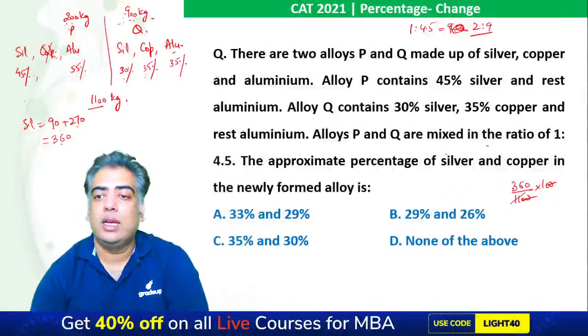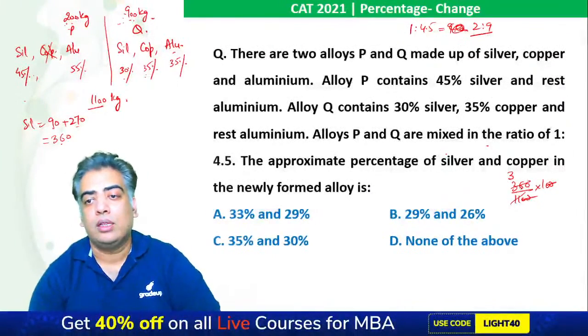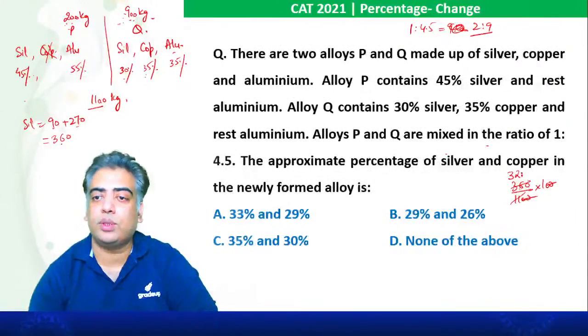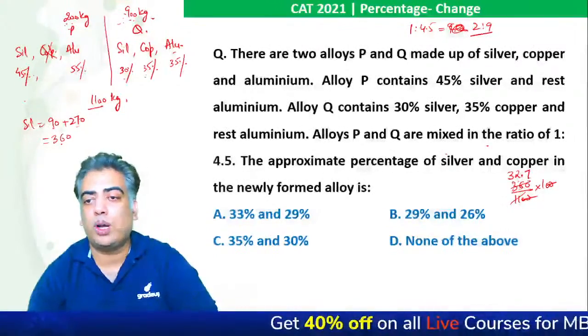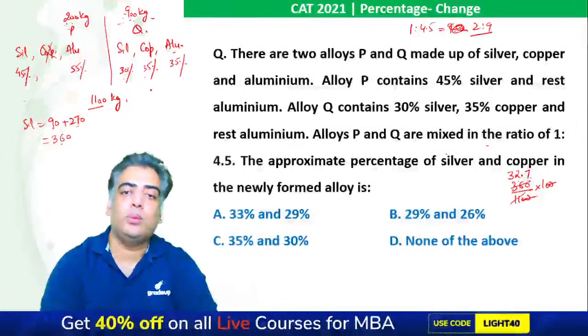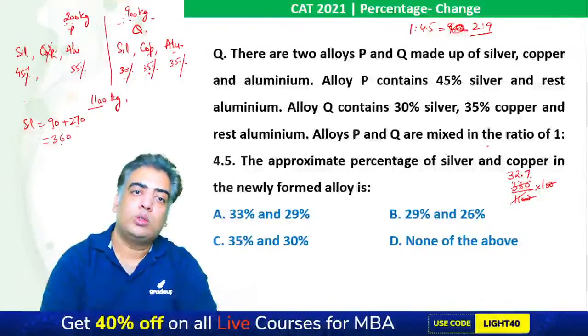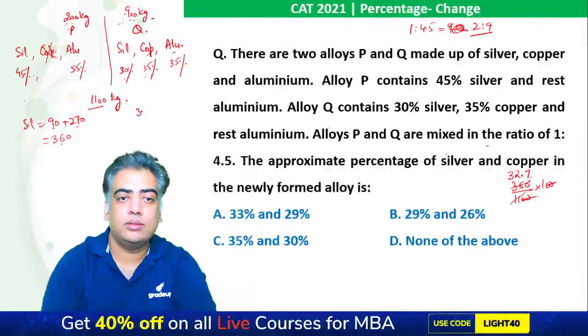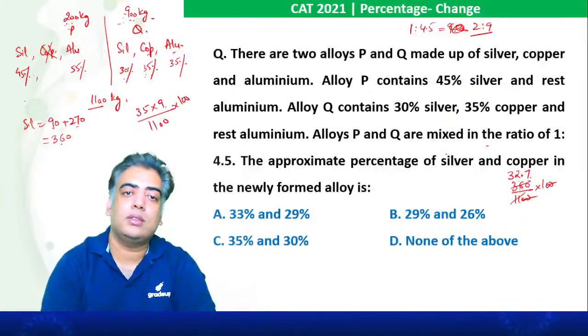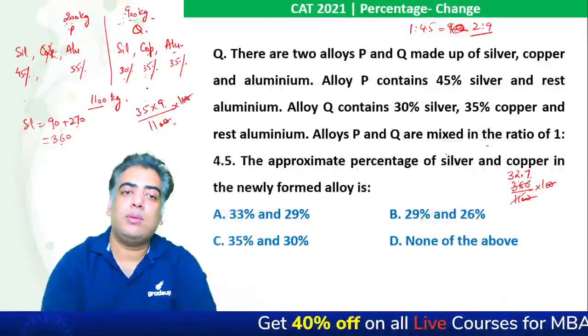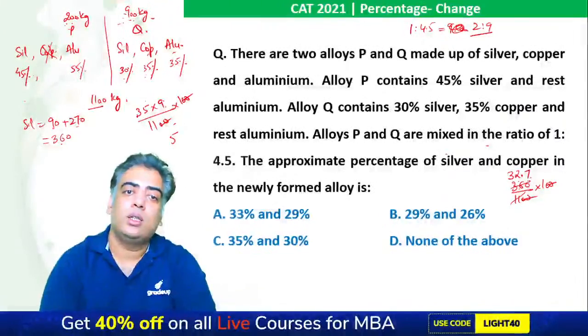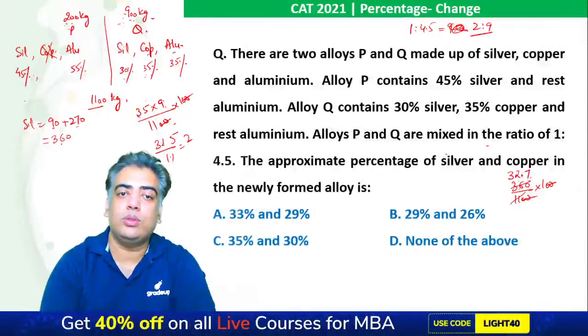This gets cancelled out. 11 threes are 33, leftover is 30. So 11 twos are 22, leftover is 80. So it is around 32.7%. Likewise, if we observe the value of copper, so that will be 35% of 900, which is 35 into 9 upon 1100 into 100%. This gets cancelled out. So 9 times 5 is 45, 4 carried ahead. 27 plus 4 is 31 upon 11. So it becomes 11 twos are 22, leftover is 95. So it comes out to be around 29%.